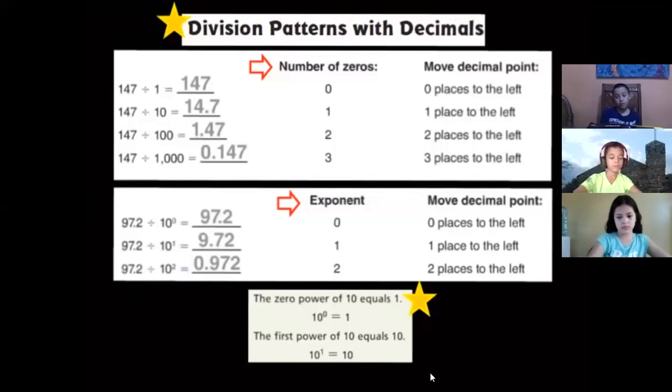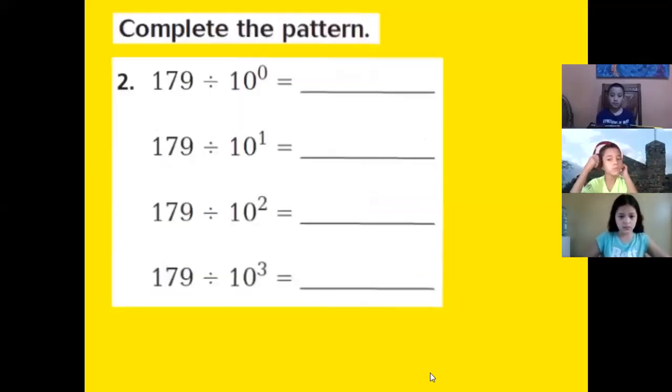Now, these two examples reinforce our key concept that says, as you divide by increasing powers of 10, the decimal point moves 1 place to the left for each increasing power of 10. Now, let's put this knowledge into practice. Let's take a look at question number 2. Our job here is to complete the pattern, and what I notice in question 2 is that each one of my divisors has exponents. I have the 0 power of 10, the first power of 10, the second power of 10, and the third power of 10.